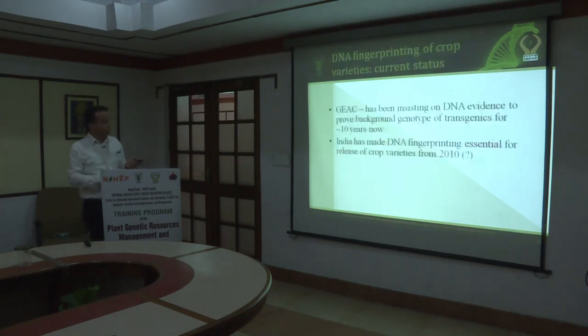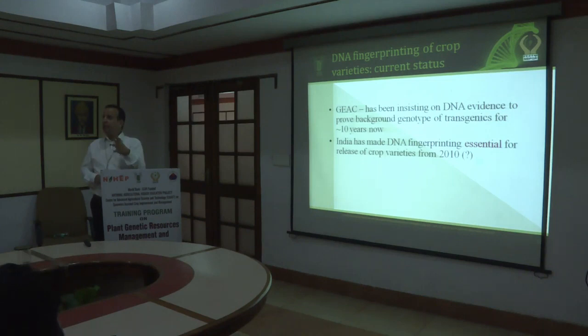For example, the Genetic Engineering Appraisal Committee is insisting on this. We are developing a lot of transgenics nowadays, and this committee has been insisting on DNA evidence to prove the background genotype of transgenics for the last 10 years. Whatever transgenic material you are developing, what is the background material you used? In which background did you transfer that transgene? So that background material needs to be fingerprinted.